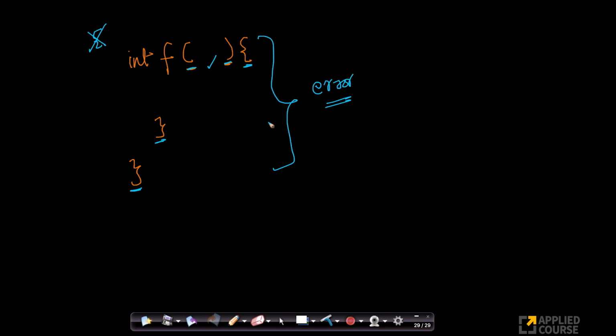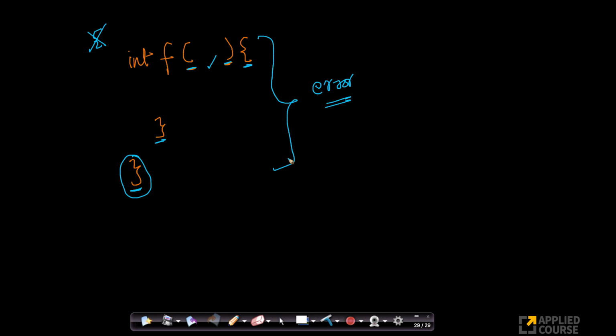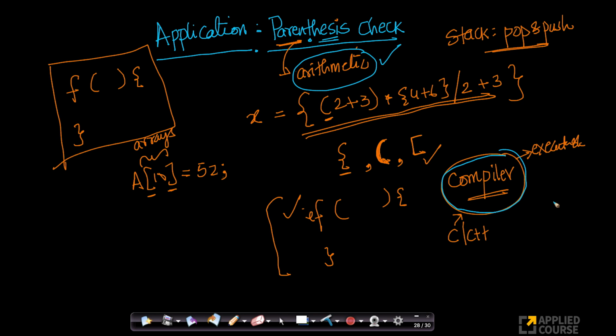This code has a syntax error because you have a closed braces here, but you don't have an open braces. So your compiler actually detects all these errors using parenthesis checks. So parenthesis check is certainly useful in arithmetic, but it's also useful for compilers to determine if there are errors like this. So now, since we understood that parenthesis check is an important problem both in arithmetic and in programming languages, especially compilers, how do we check that the parentheses are balanced? What is the meaning of a balanced parenthesis? When do we say that a parenthesis expression is balanced?